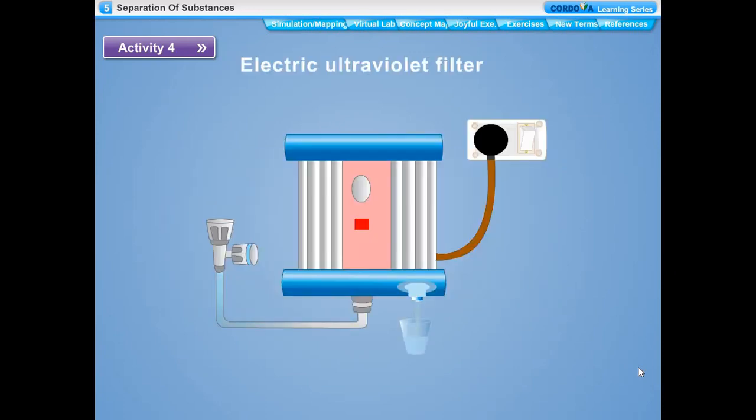The tap water that we get from the waterworks can be made absolutely safe for drinking by using an electric water filter.